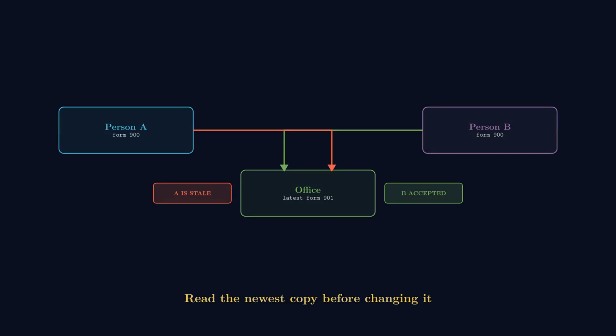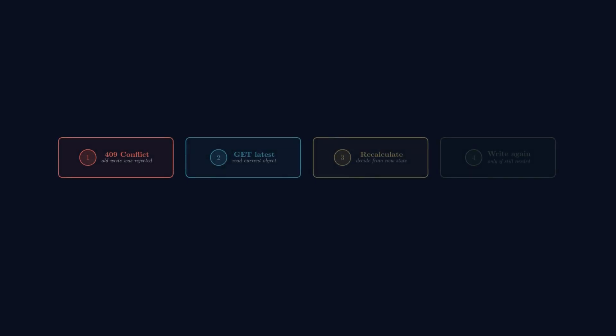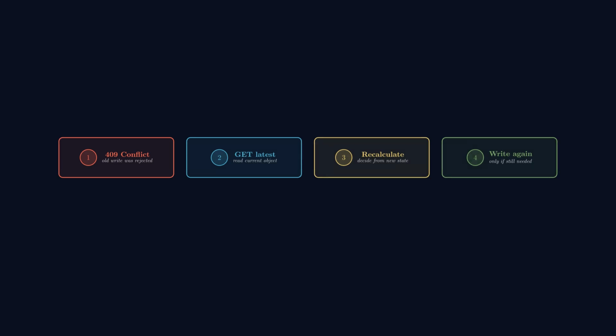A conflict simply means the object changed before our update was saved. So the controller should not send the same old update again. Instead, it should read the latest version of the object, check what still needs to change, and then send a new update only if it is still required. In short, after a conflict, the controller starts again from the latest state.